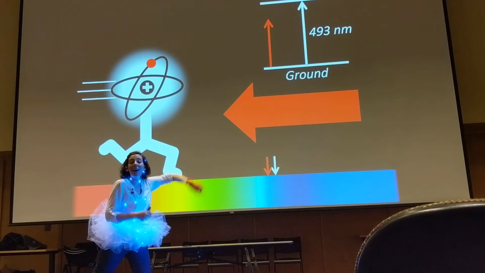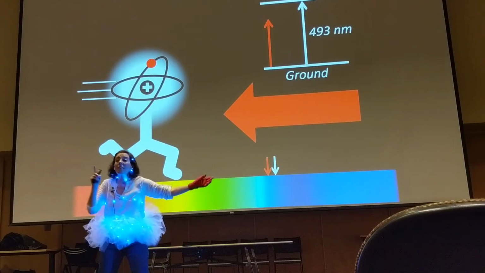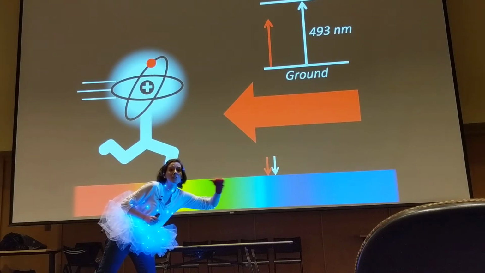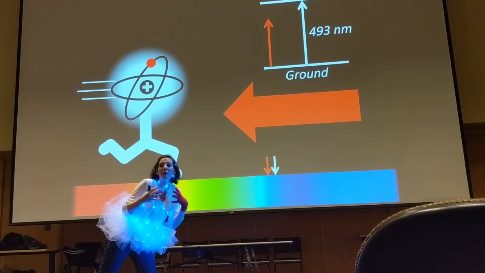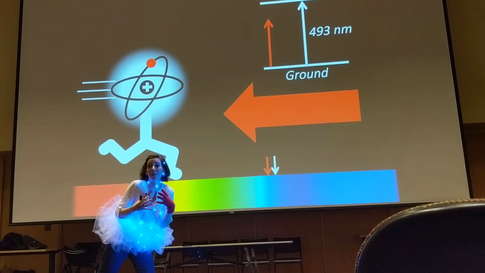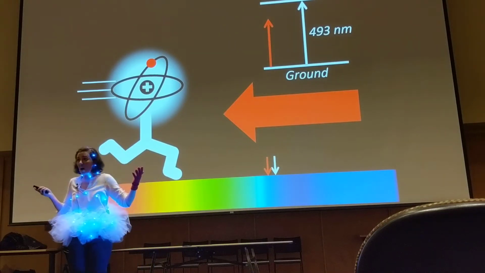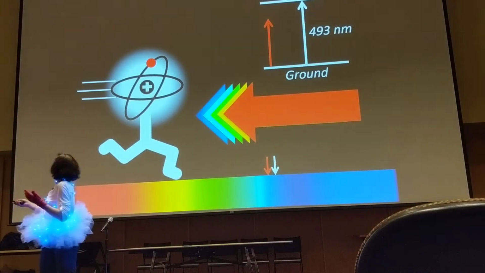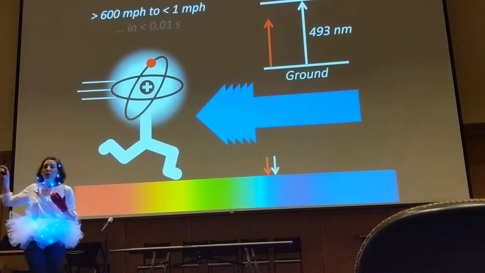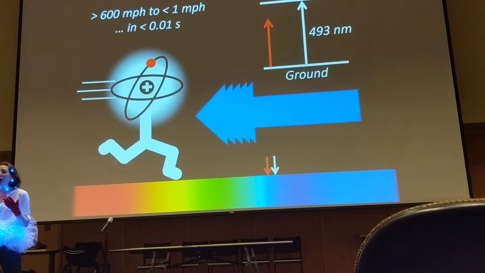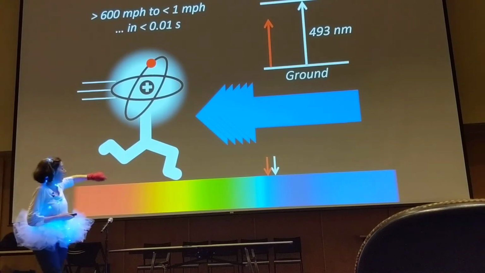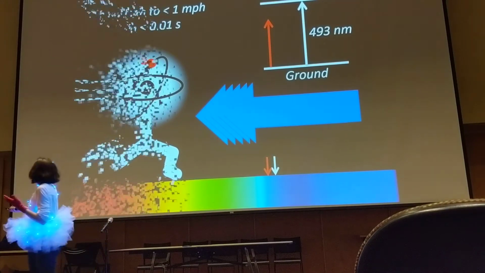I'm going to absorb it, but that photon also has momentum. And that momentum is going in the opposite direction of me. So when I absorb that momentum, I slow down. This is what we do in the laboratory when we cool our ions. It's very effective. Here are some numbers for you. You can go from hundreds of miles per hour to less than 1 in 0.01 seconds or less. That's crazy fast.